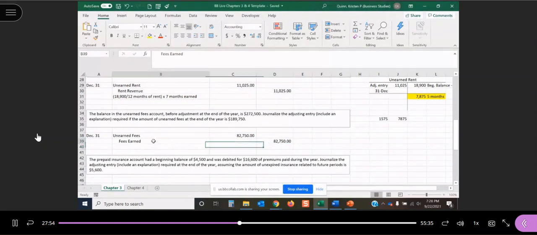Again, can't stress it enough. What we're recording here is always what we've earned, because remember, our revenues increase with credits, and when we do our adjusting entries, we're always increasing our income statement account, meaning our revenue or our expense. So two different ways of kind of looking at our unearned options here for our adjustments.